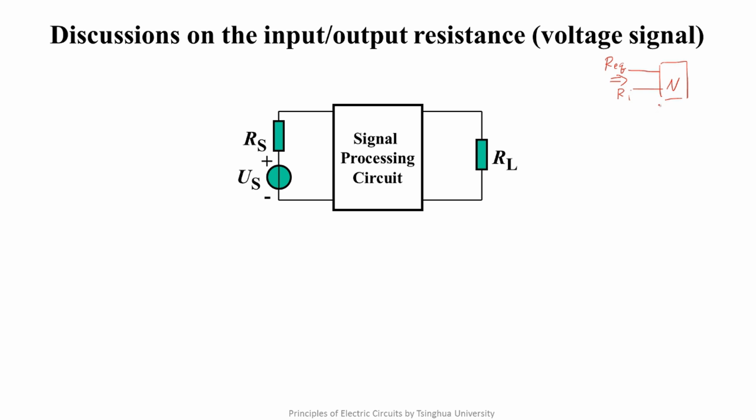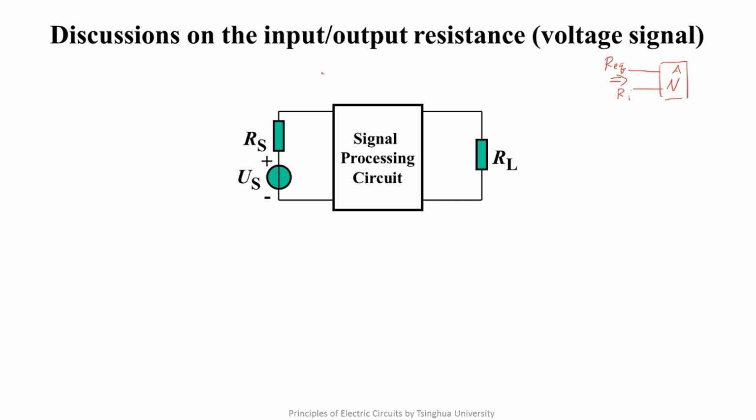We can also calculate the ratio of the open circuit voltage and the short circuit current to get the input resistance. Of course, there are independent sources in the network in this condition. We've discussed them in previous lectures.